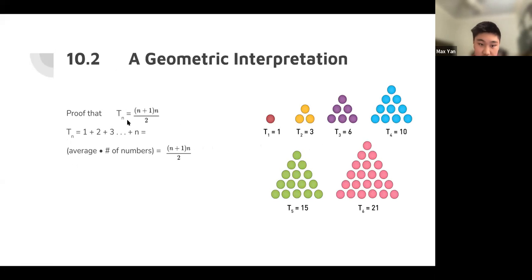So let's prove that T of n is equal to n plus 1 times n over 2. Let's first look at the geometric interpretation. So T of 1 is just 1. T of 2 is a triangle because it's a triangular number with 2 circles on each side. T3, T4, T5, T6. So T of n is equal to 1 plus 2 plus 3 plus all the way to n, because on each new layer you add n. So that is equal to the average times the number of numbers, which is n plus 1 over 2 times n.